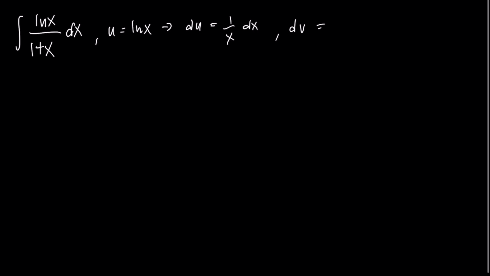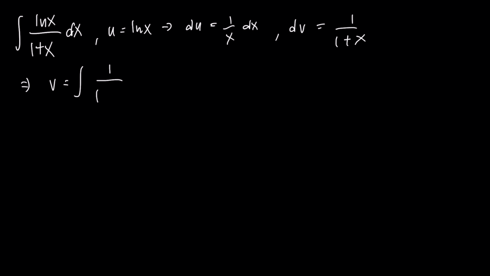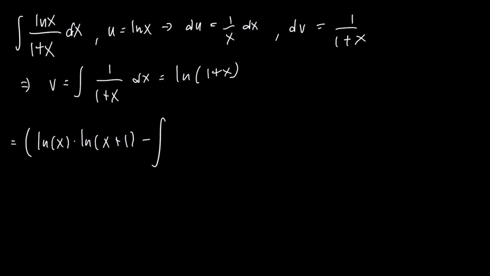We will let dv equal 1 over 1 plus x, which means that v equals the integral of 1 over 1 plus x dx, which will end up being the natural log of 1 plus x. So using integration by parts, we have the natural log of x times the natural log of x plus 1, minus the integral of the natural log of 1 plus x over x dx.